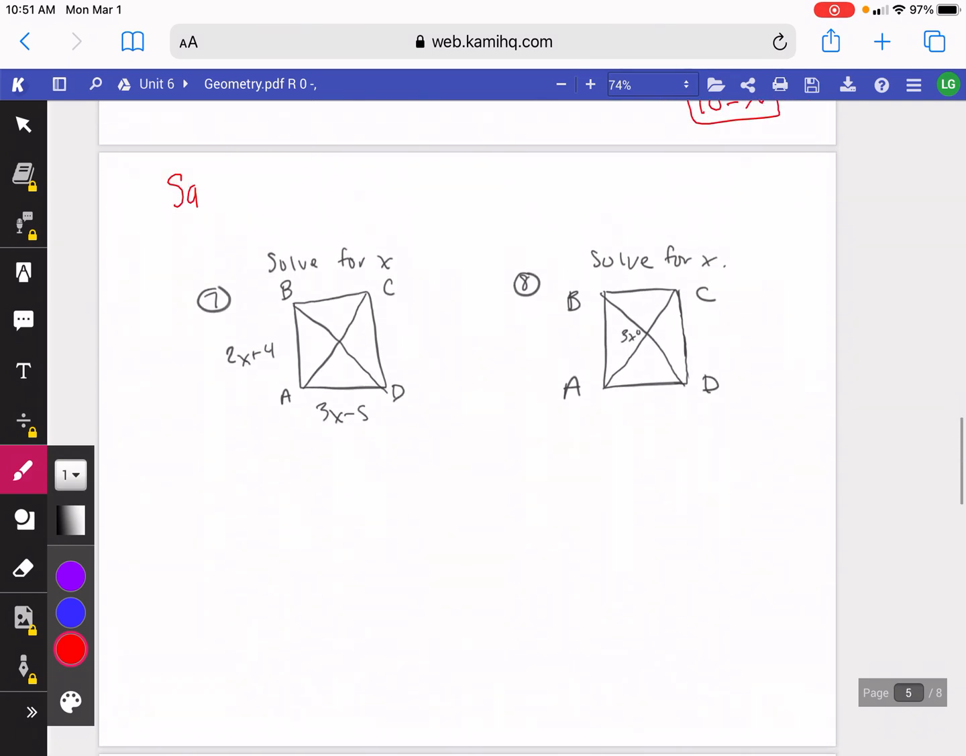This next picture, we have squares. The properties of a square are that all sides are congruent, all angles are equal to 90, and the diagonals also bisect those corner angles and form right angles as well. So here in number 7, we know all the sides are congruent. So we can set 2x plus 4 equal to 3x minus 5 and solve for x.